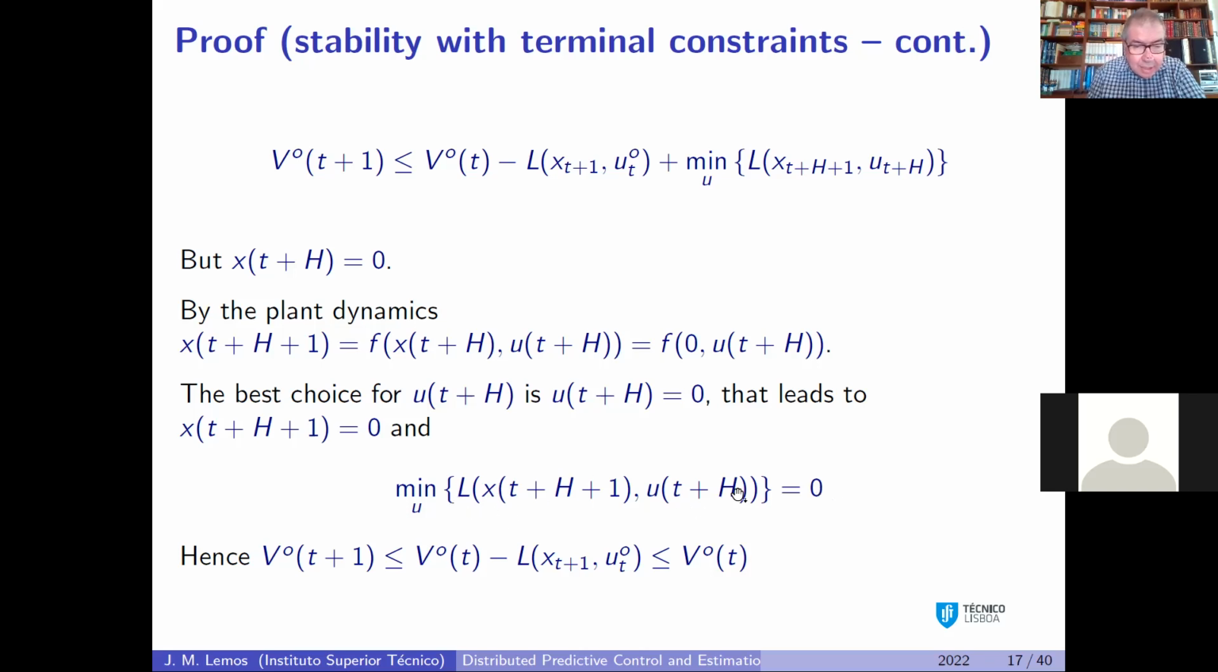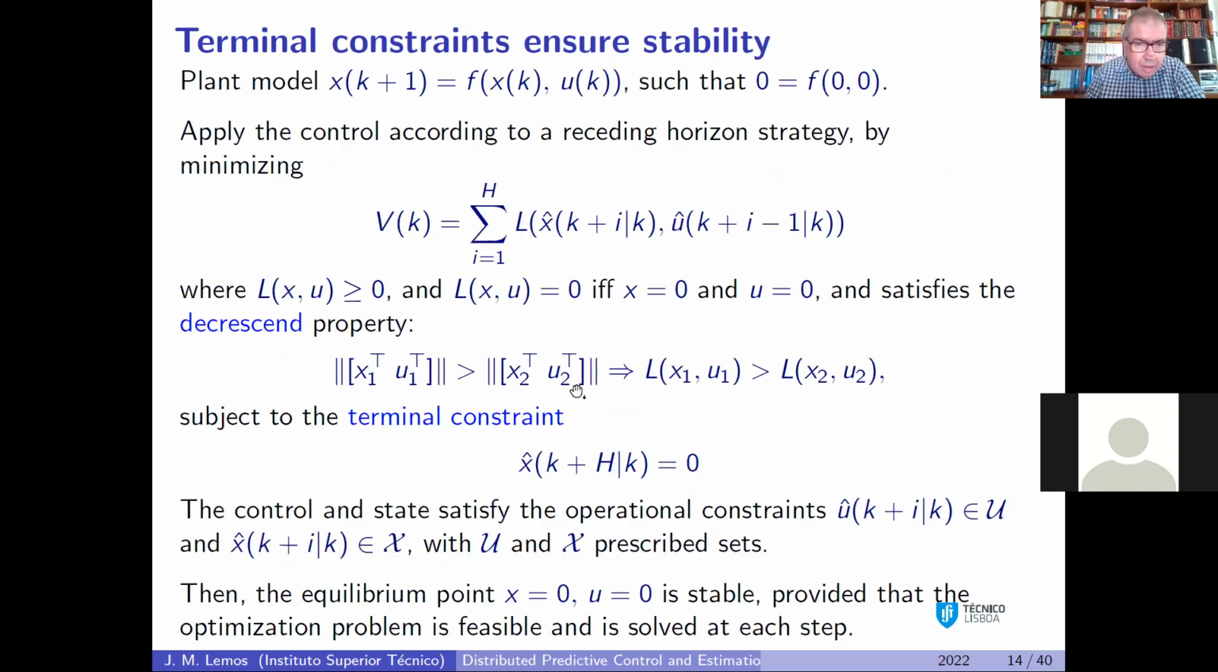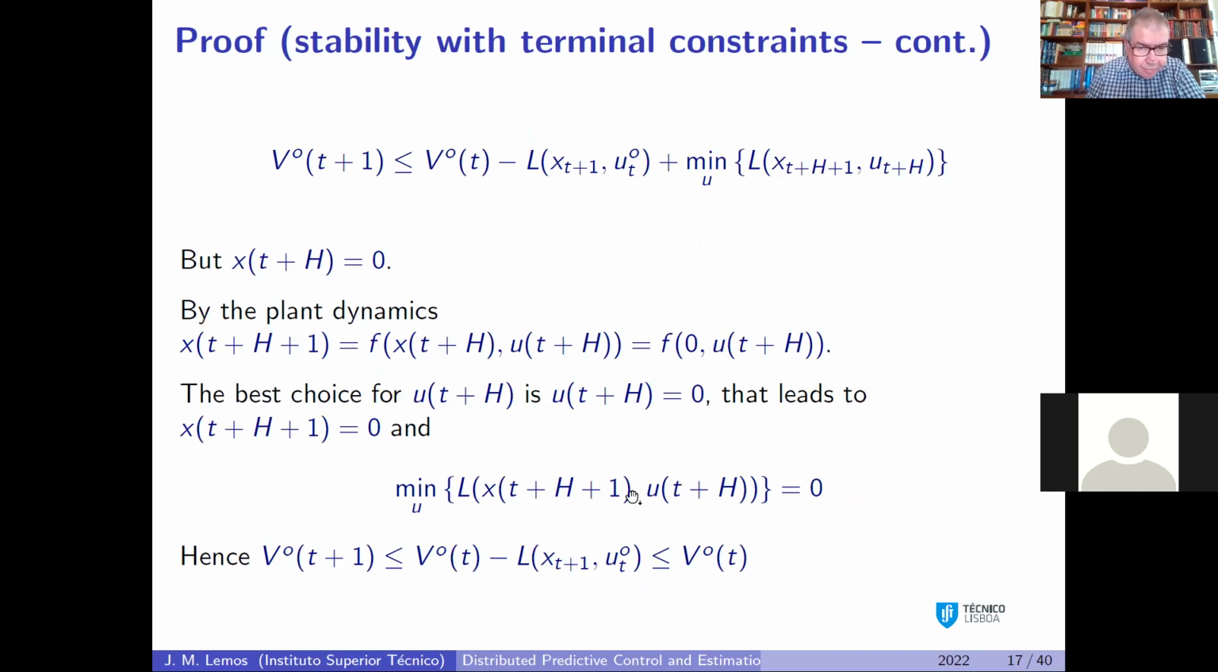Okay, so this is the best one, and since this is the best one, you can say that this minimum value will be 0, because remember, we were assuming that L of x, u is 0 if and only if x is 0 and u is 0. Okay? Any other value of u would lead to an L which would be bigger. So by doing also this minimization, this term here assumes the value of 0.